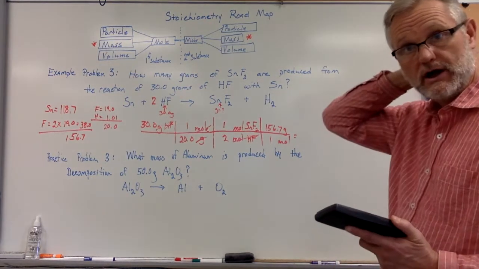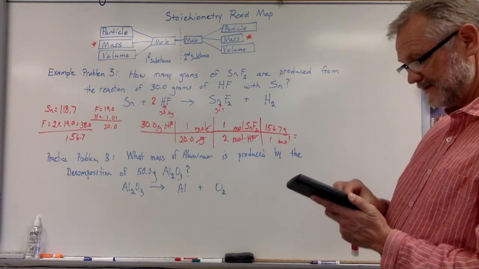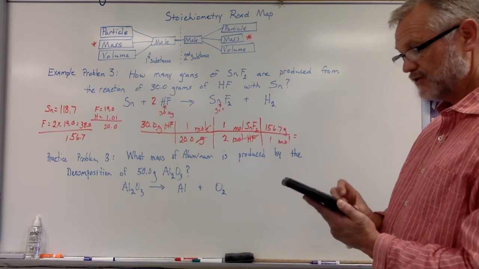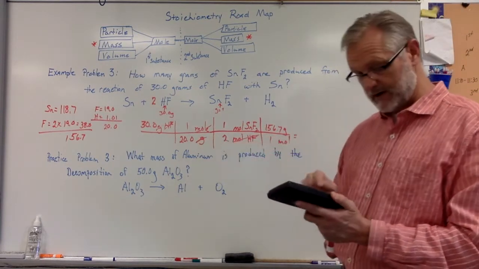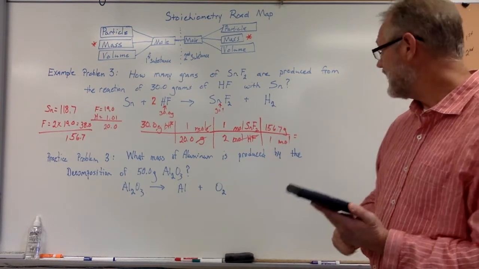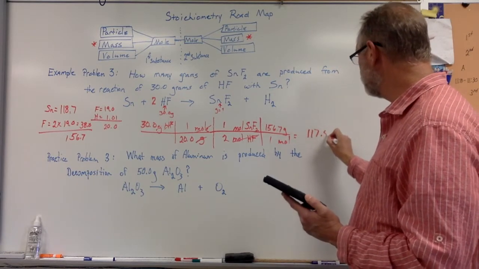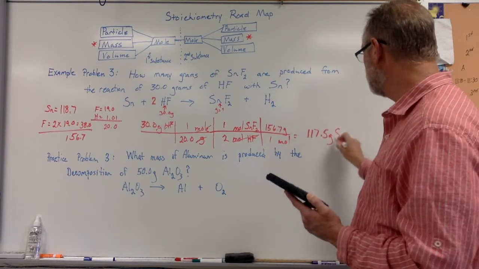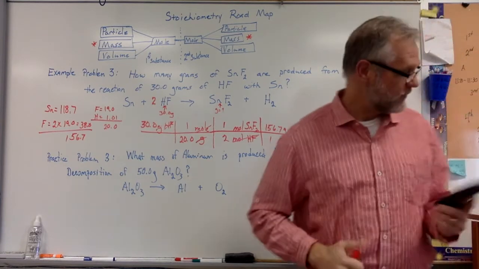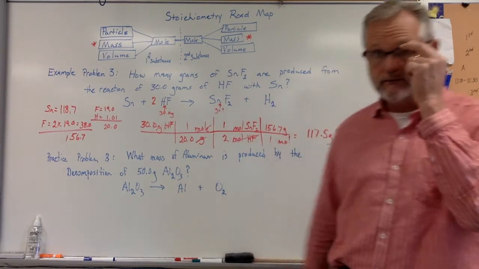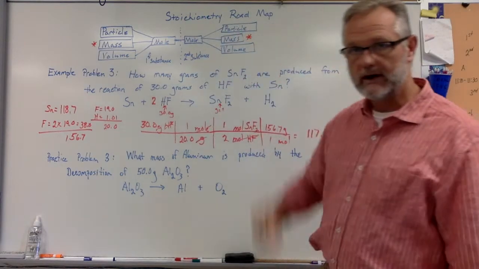Make sure that you follow the order of operations. So 30 times 156.7 is going to be a total of 4,701. I'm going to divide that by 40, and I get 117.5 grams of my tin(II) fluoride. I like that. Nice and easy, straightforward. So I follow my stoichiometry road map from mass all the way across.